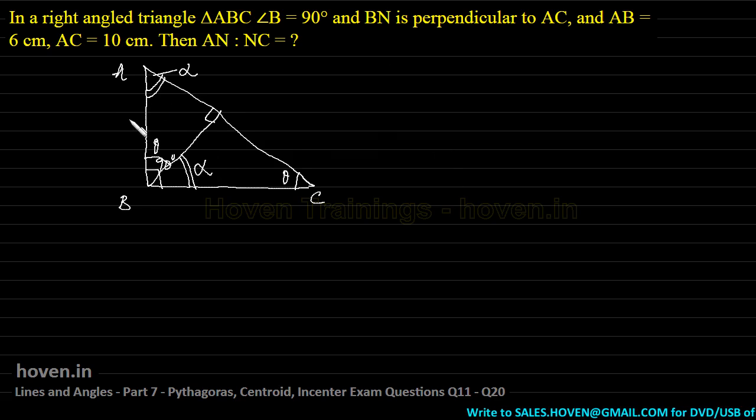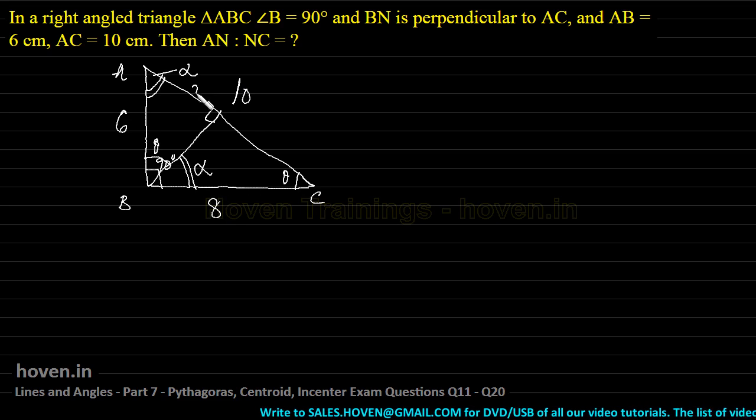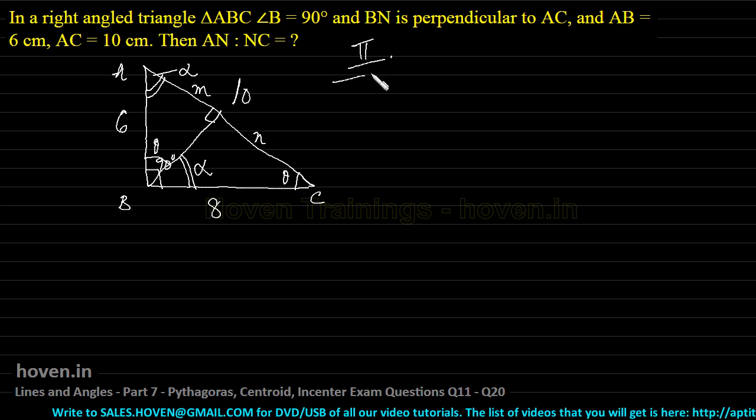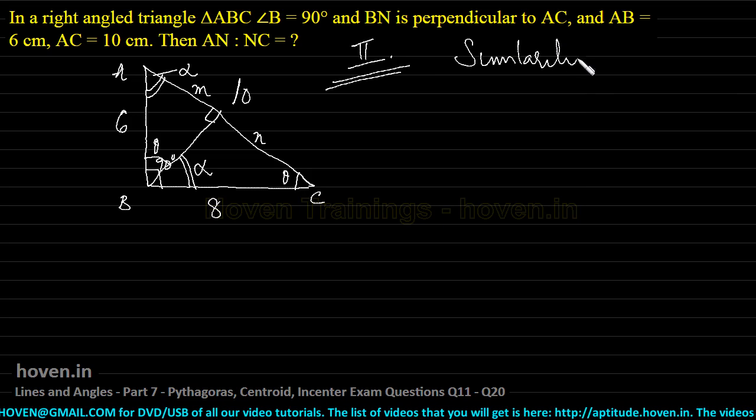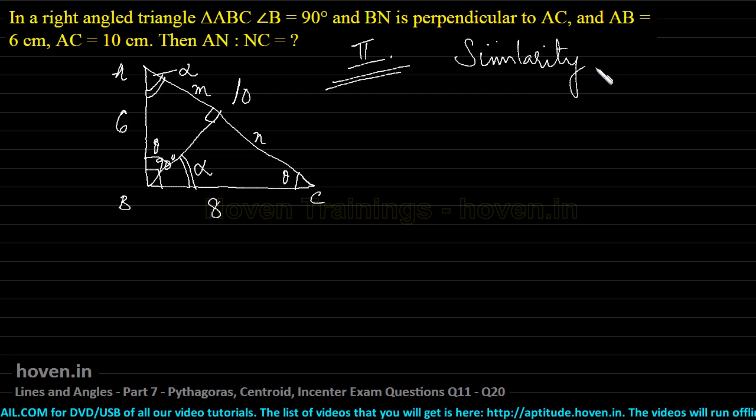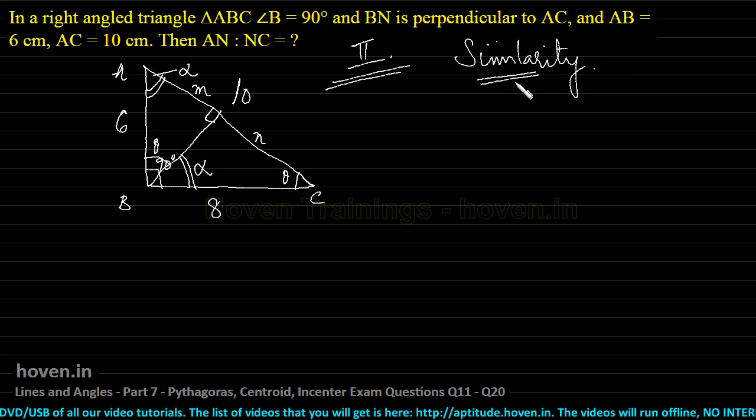Let us also note down what we have been given. This is 6. This entire is 10. This we calculated as 8. This we assumed M. This we assumed as N. So we will solve this by a second method. This method will use the similarity of two triangles, which we have not yet covered. But if you have some idea of similarity, then you will be able to understand what I am trying to say here. So we will start by assuming this leg as P.